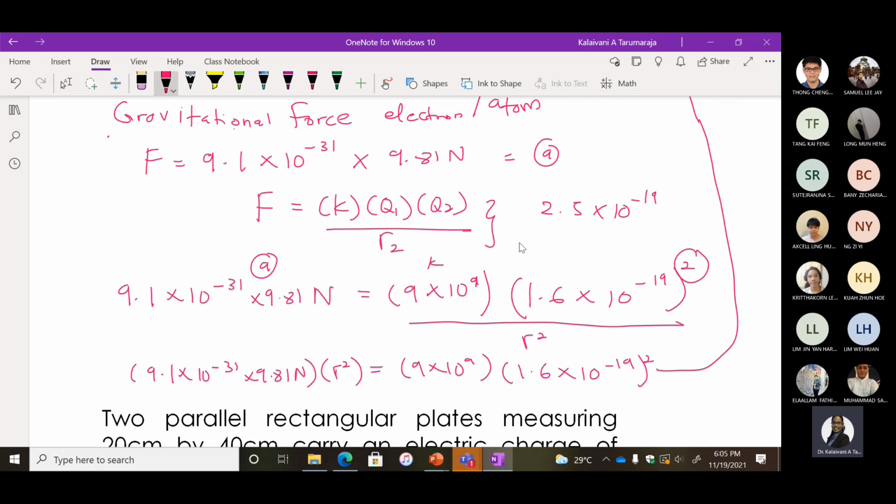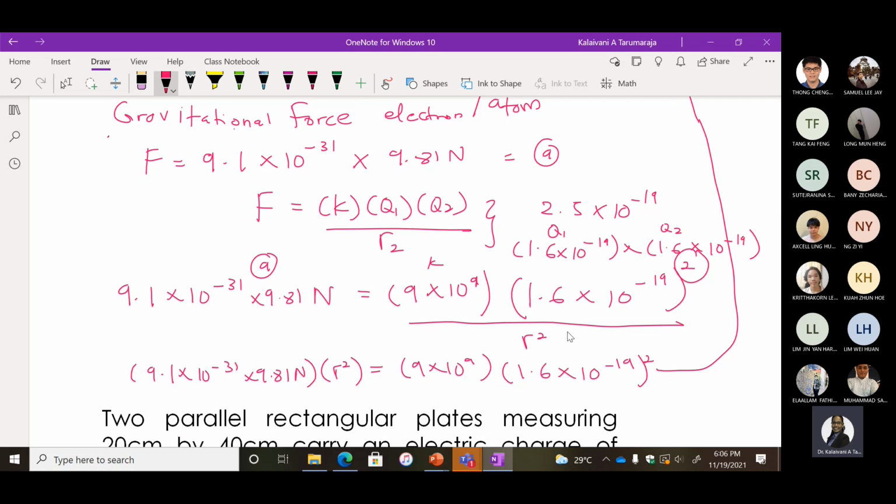Or you can do it like this also: 1.6 times 10 to the power of minus 19 times that. This is Q1, this is Q2. So 1.6 times 10 to the power of minus 19 for both. So you get the same thing. That's why I use a square root here.